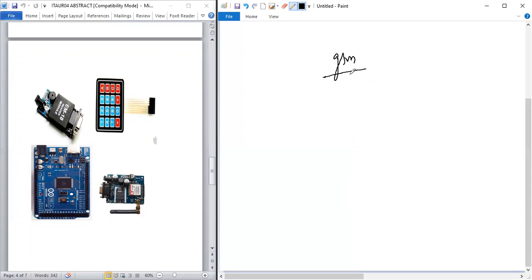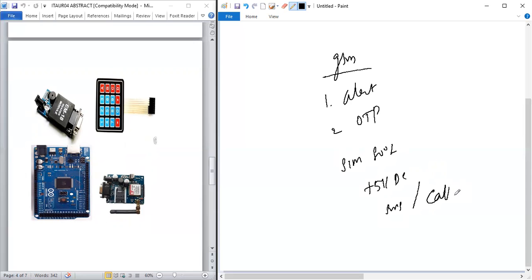GSM. GSM is used to send the alert. The first use is for the alert, and the second is for getting the OTP. So we are using the SIM 800L model. Its operating voltage is plus 5 volt DC. With it you can send SMS or make a phone call.